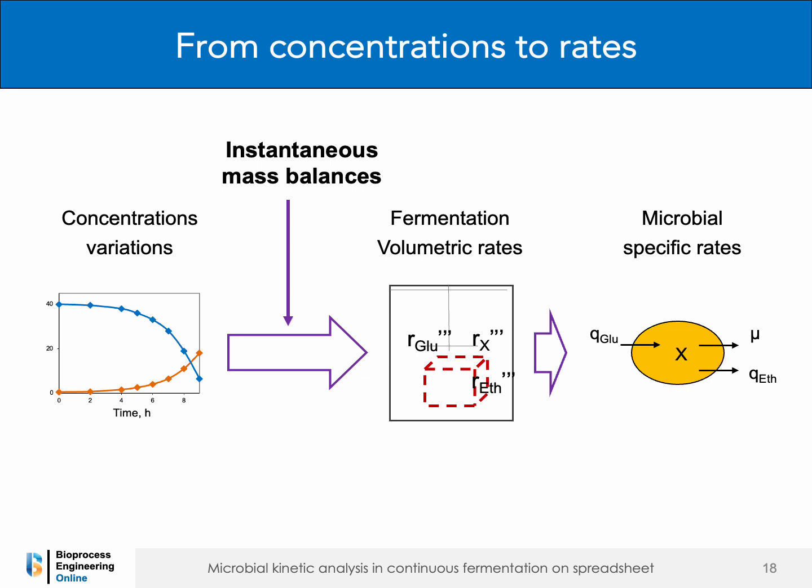How are the microbial rates calculated from the experimental results of the continuous fermentation? The rates of yeast growth, ethanol production, and glucose consumption are determined from the experimentally measured time variations by applying instantaneous mass balance relations to the respective fermentation components.